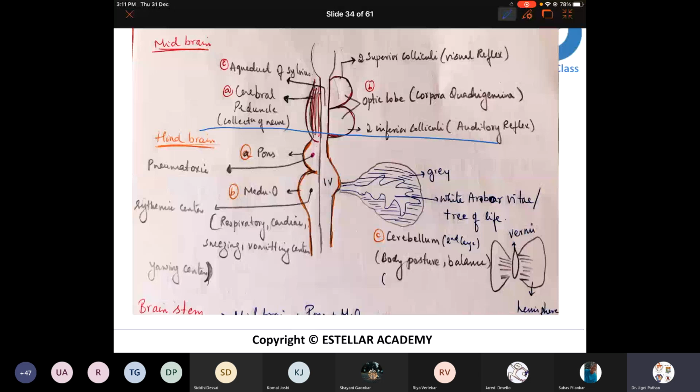What is there before the tree of arbor? Arbor. Arbor vitae. Arborvitae. Is it clear, Komal? Anything else?